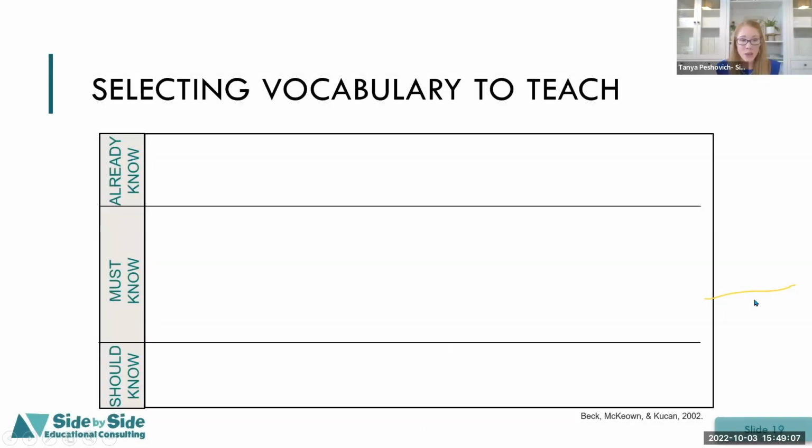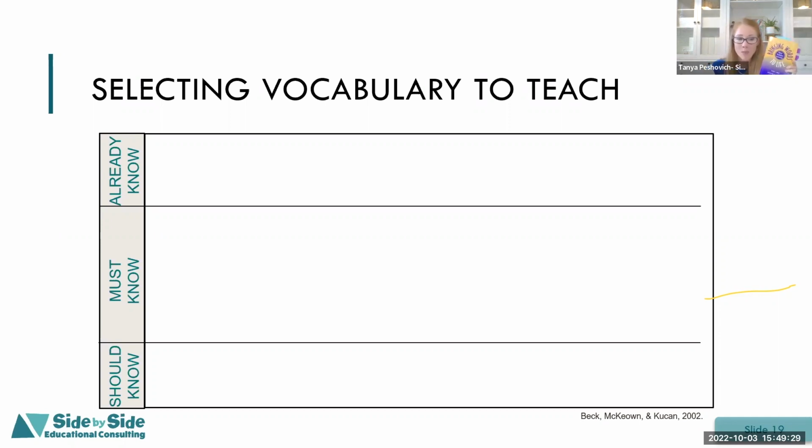All right, so you have this in your handouts. It's on the top of page 5. Three researchers, Isabel Beck, Margaret McKeown, and Linda Kucan, way back in 2002, is when they first did this research that came from the book called Bringing Words to Life.